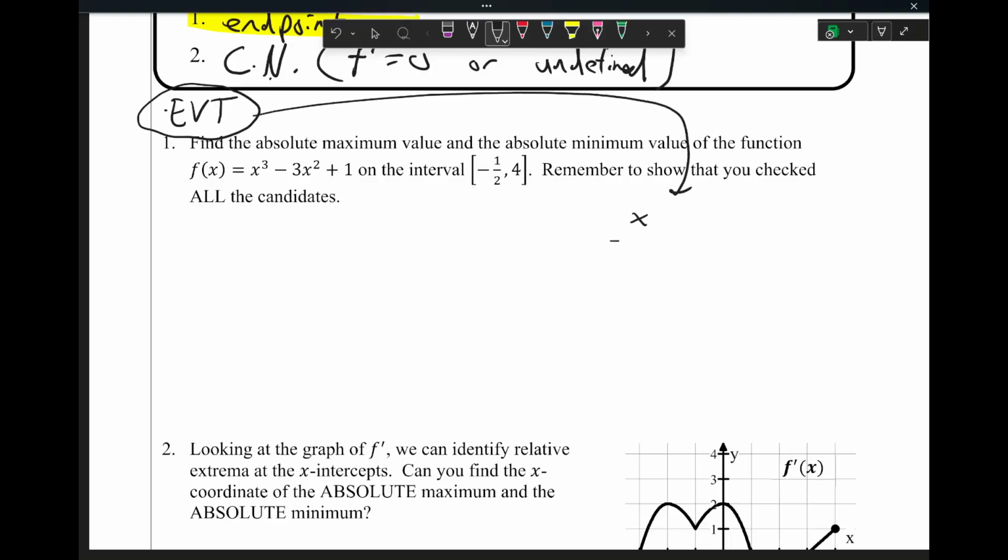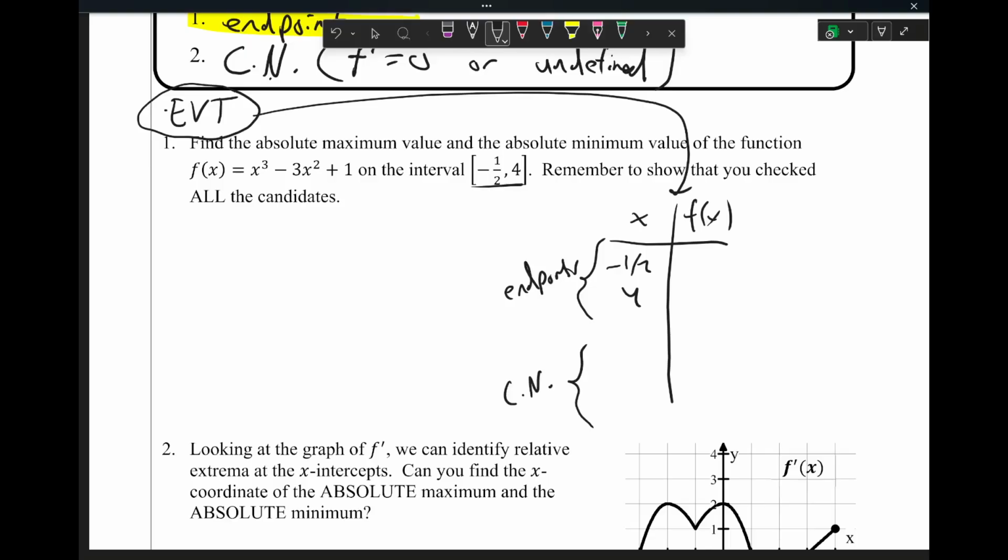Extreme value theorem says if you want to find the absolute max and absolute min, test the endpoints, which in this question are -1/2 and 4. Those might be the extrema. And you have to test critical numbers. Now, you don't actually in your table have to say these are the endpoints, these are the critical numbers. But I will always write that, and I encourage you to write that because it just reminds you to always check those things. So extreme value theorem just says absolute max and min are going to occur at either these two or where the first derivative is 0 or undefined.